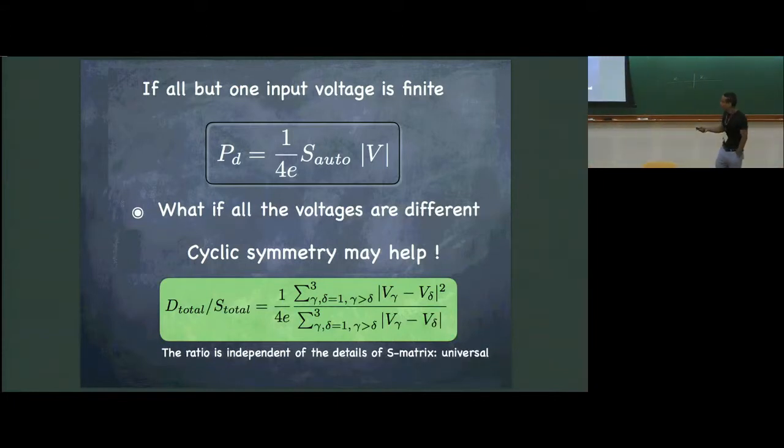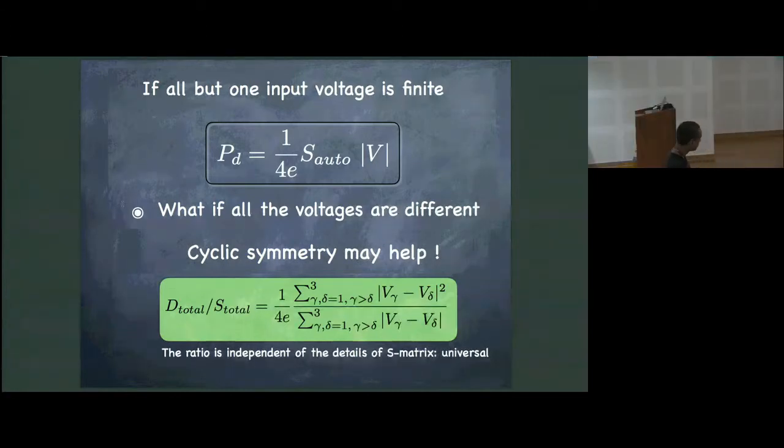So now you can ask the question: if all the voltage differences are different, will such a relation hold? And it does hold if you impose cyclic symmetry. So again, Z2 symmetry, Z3 symmetry for a 3-terminal junction, Z4 symmetry for a 4-terminal junction, then you see that actually you can bunch them up in a nice way. Again, the ratio depends on the details of the voltages, but what drops out is the details of the scattering matrix. Once you impose this symmetry, the ratio is independent of the scattering matrix.